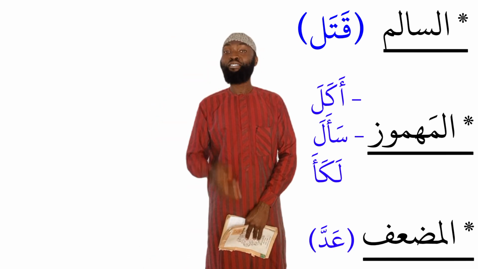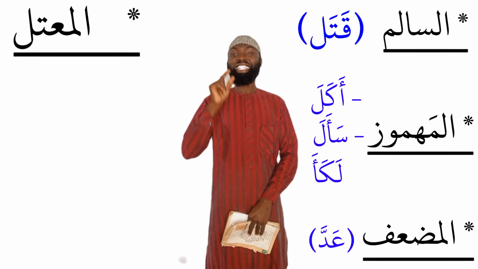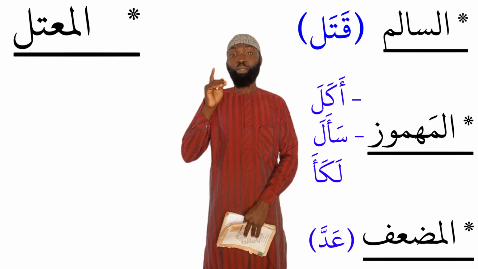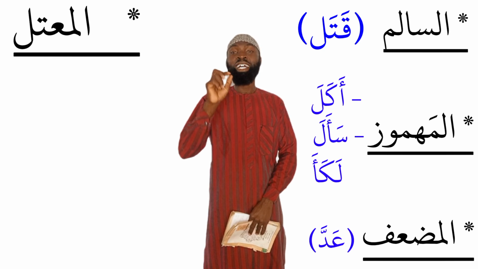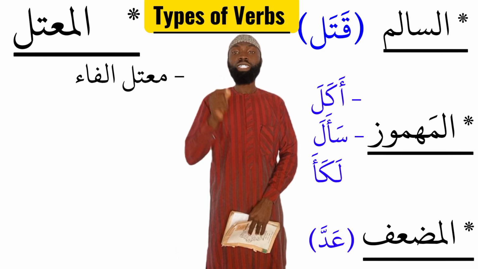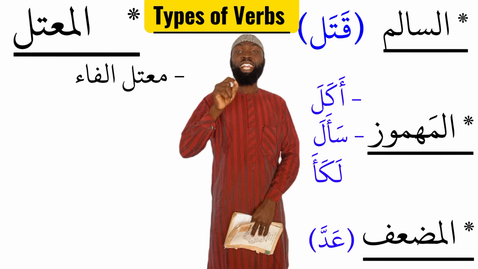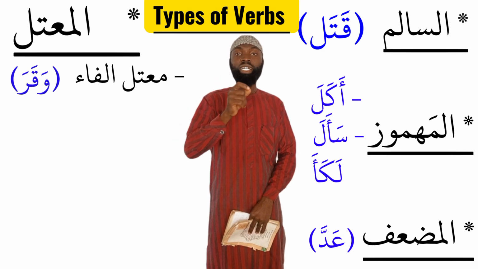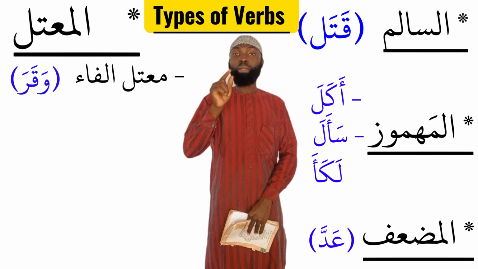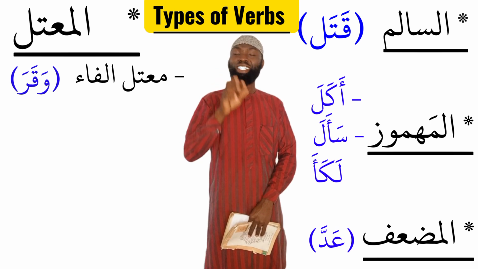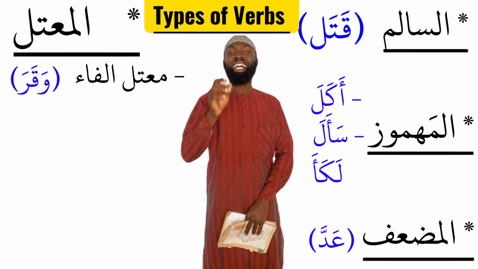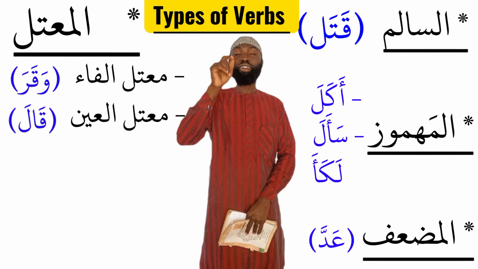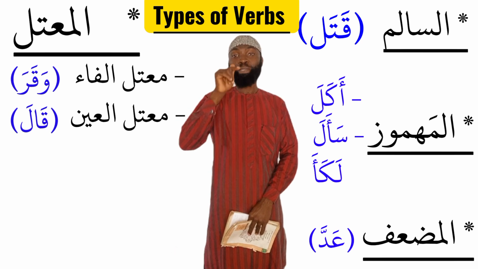Another type of verb we have is the al-mu'tal, the verb which has a weak letter, and this is further categorized into four. The first subcategory is the one which we call al-mu'tallul fa, the one which has its first letter as a weak letter. An example of this is the word waqara. You can see the word waqara begins with wa. The second subcategory is the one which has a weak letter in the middle of it, like the word qala. You can see the alif there, it is the weak letter which is present in this word.